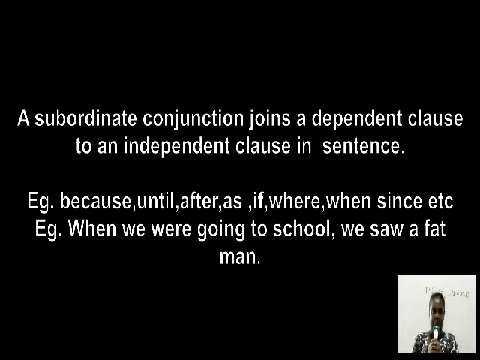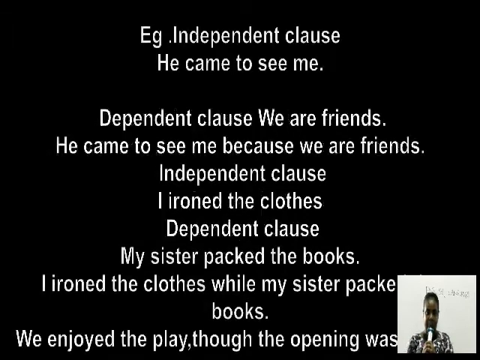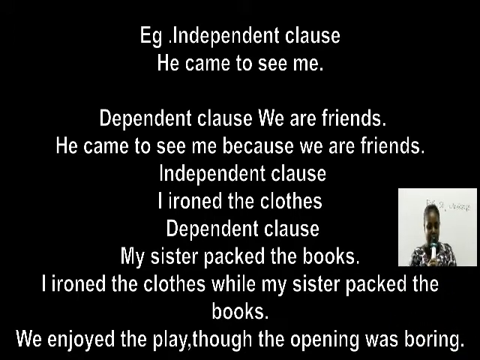Let's give more examples under the subordinating conjunctions. Example 1: he came here to see me. He came here to see me is an independent clause. Why did the person come here to see you? So the dependent clause follows: we are friends. Here we want to join these two sentences together: he came here to see me because we are friends. Because they are your friends, that is why they came here to see you.